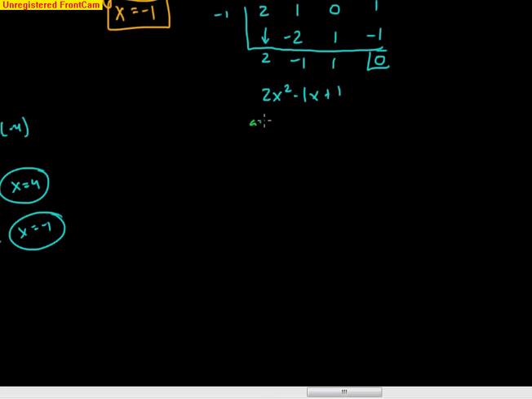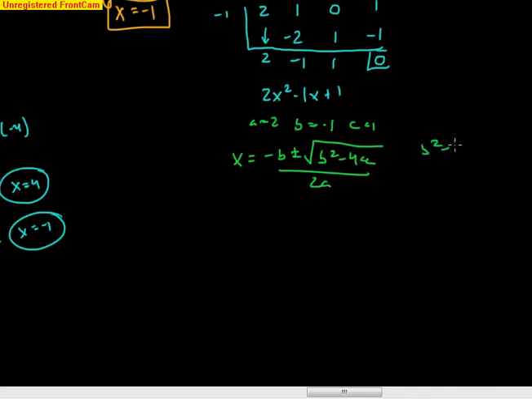Okay? So to do this, a is 2, b is negative 1, and c is positive 1. And I'll use the quadratic formula: x equals the opposite of b plus or minus the square root of b squared minus 4ac, all over 2a. I'll find my discriminant first. B squared minus 4ac. That is negative 1 squared minus 4 times a times c. This is 1 minus 8, which is negative 7.